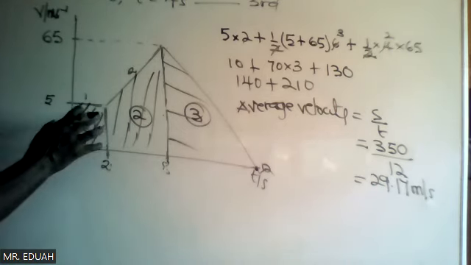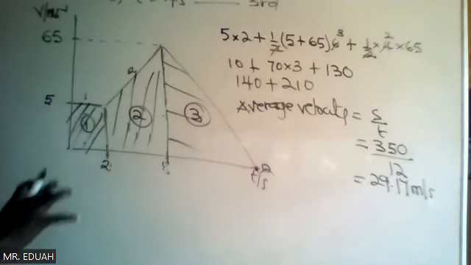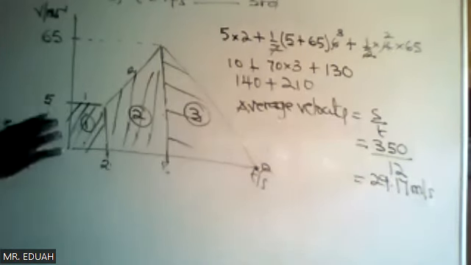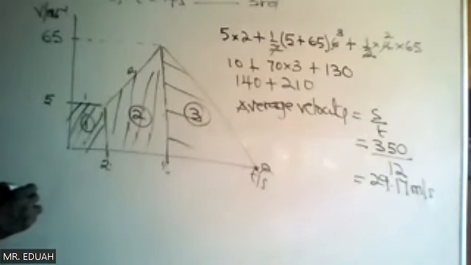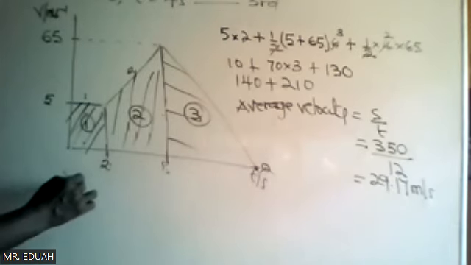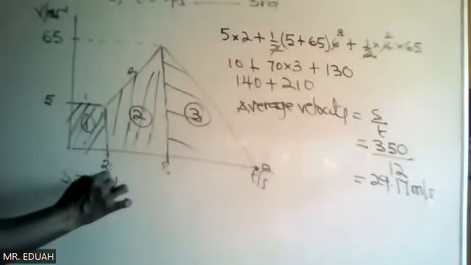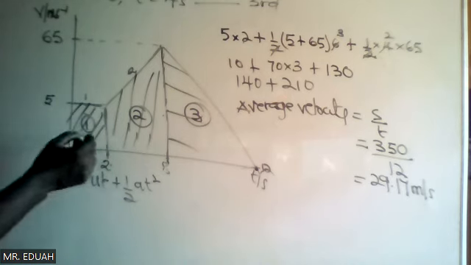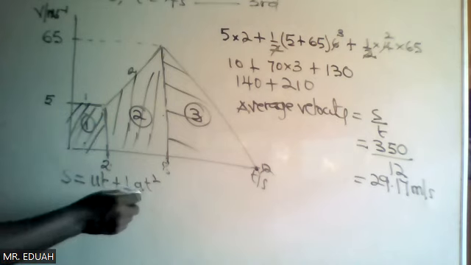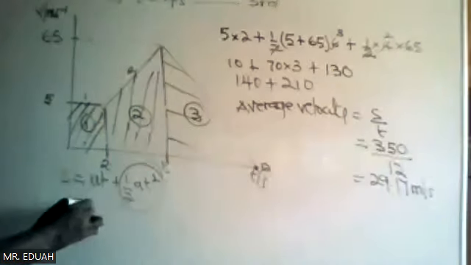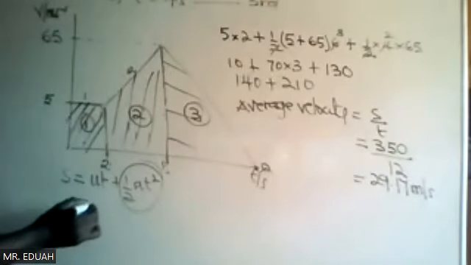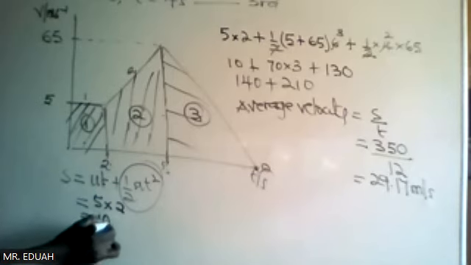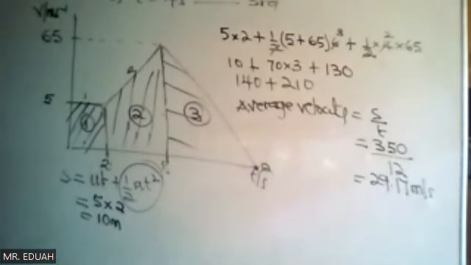For the total distance traveled, we can use the equation of motion. Let's use the equation of motion to determine the total distance traveled for the first part, second part, and third part. Using S equals UT plus half AT squared. Since during the first part the body never accelerated, A is zero, so this part will not come in, zero gradient. So U is 5 times a time of 2, 10 meters is the distance traveled for the first part.